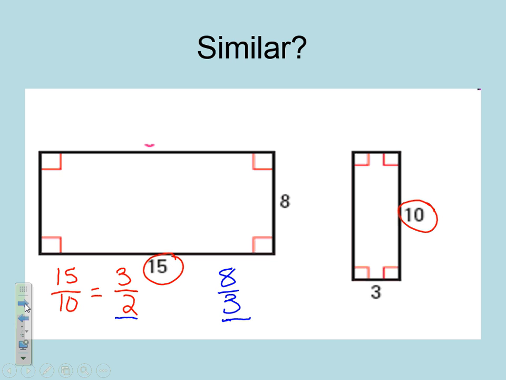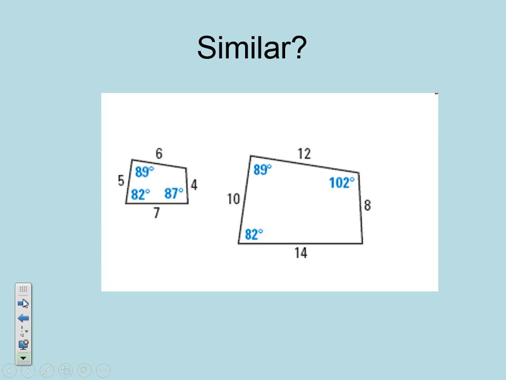And the reason we only had to do 2 on this one is because this is a rectangle. This would be 15, this would be 8, this is 10, and this is 3. Since we've done that, we know that these aren't proportional, so we're going to leave it as not similar. Now, if we look at one like this, we have 4 different sides, so we have to do all 4.